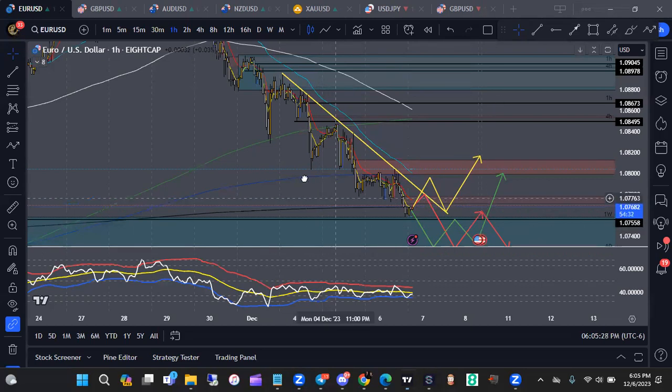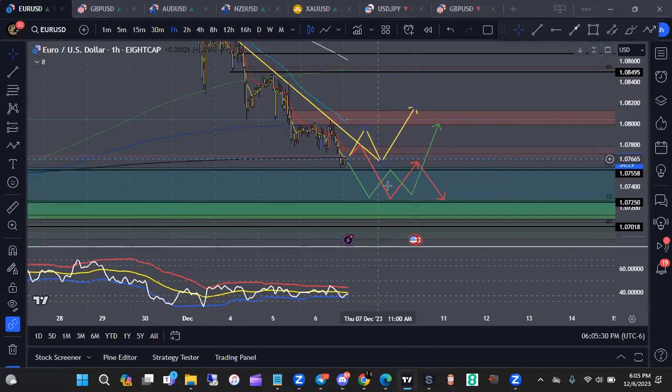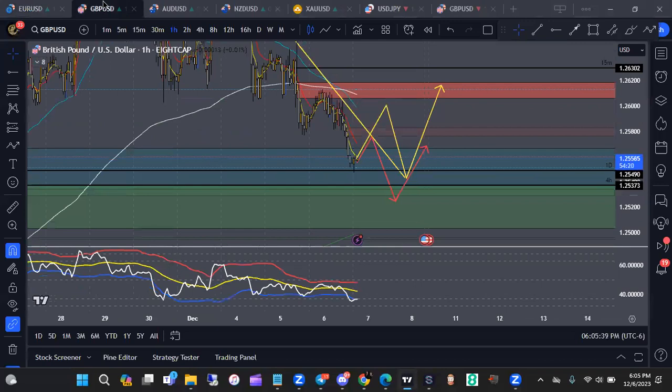So looking for an extended push down tonight and then a potential reversal going into either late New York session or during early New York session tomorrow or the following day for NFP, right? So just got to be careful.